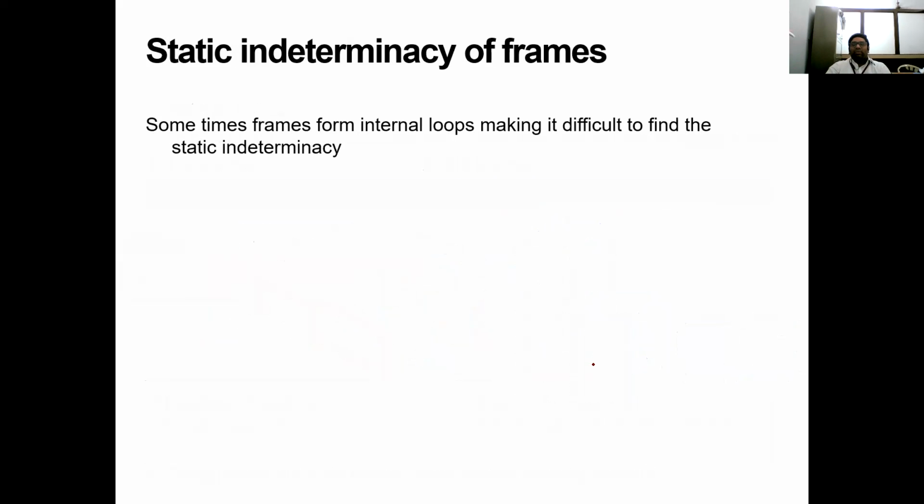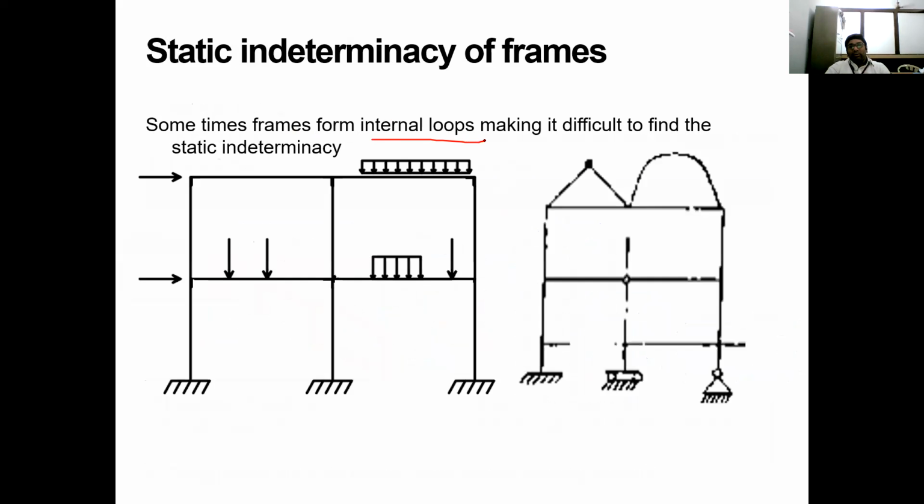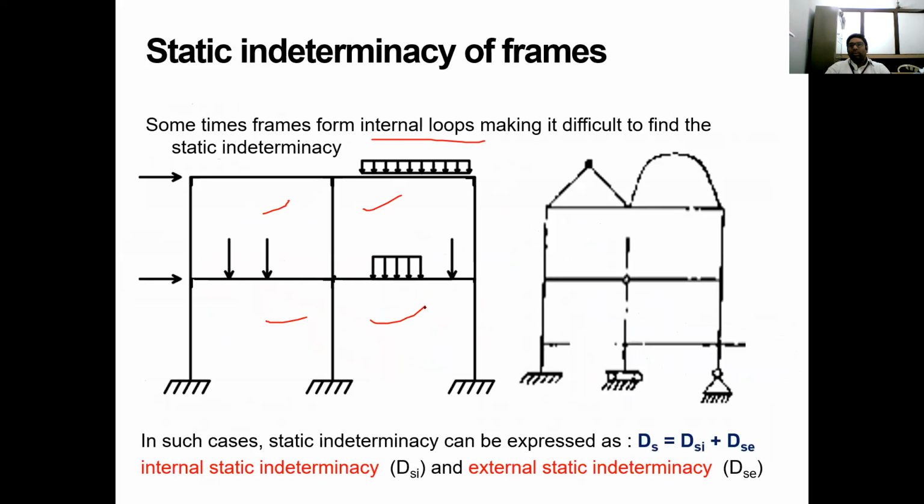Now, how do we calculate the degree of static indeterminacy for frames? Sometimes these frames will form internal loops. Internal loop means internally there are so many blocks, right? So it becomes very tough to calculate static indeterminacy. See here, this is one block, this is one block, this is one, and this is one. So how do we calculate it is something that we need to understand.